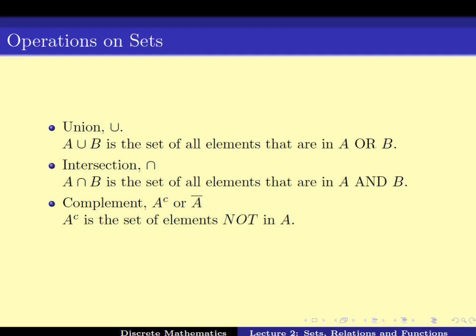The third is the complement. This is the set of elements that are not contained in A. This definition of complement assumes that there is a universal set. We sometimes refer to it as U or omega. And the complement is all the elements in the universal set that are not contained in A. It is usually denoted as A power C or A with a straight line on top.